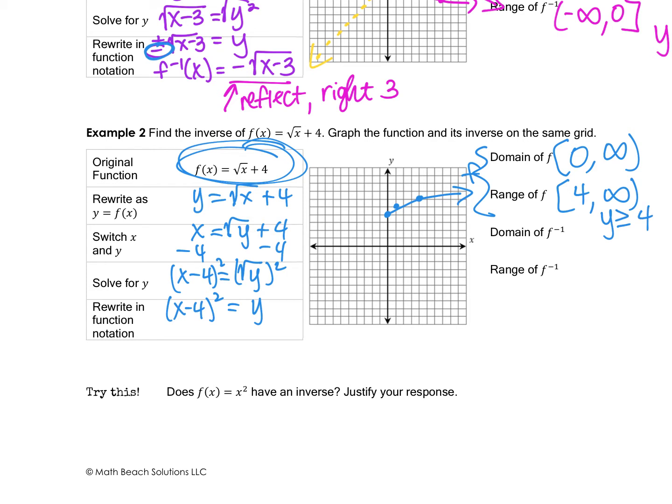So there's going to be my domain, because remember the range of the original is the same as the domain. So there's my domain restriction for this one here. So my x needs to be greater than or equal to 4 when I'm graphing it. Okay, so when I graph this one, I forgot to put in function notation.